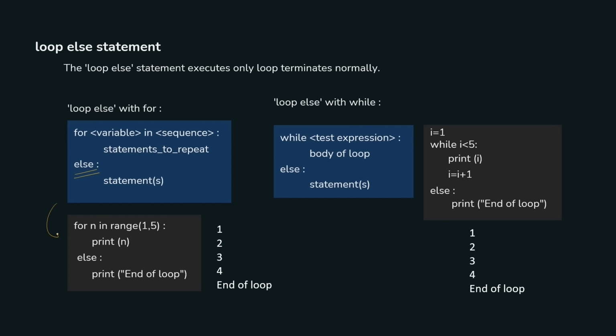Look at the example. Here we are printing numbers from 1 to 4 according to the range function. This loop is getting terminated normally. That's why the else part got executed and we got this message, end of loop. If we would have a break statement here with some condition, in that case this part will not execute.